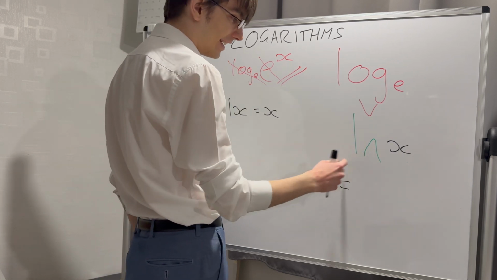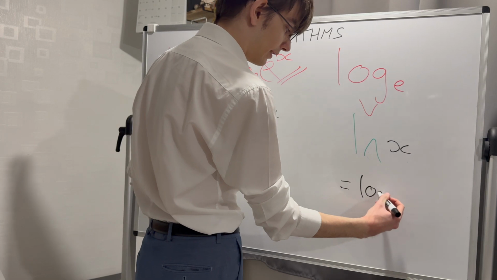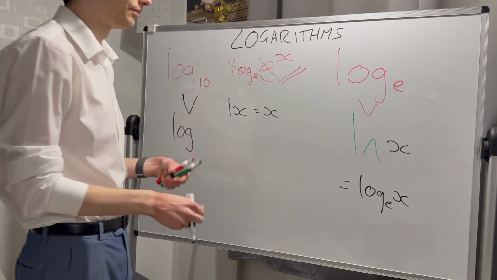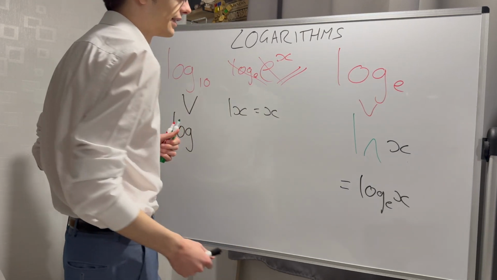Ln x is the same as log base e of x. These are the exact same. But again, you'll see this button on your calculator, and it simply means the log base e.